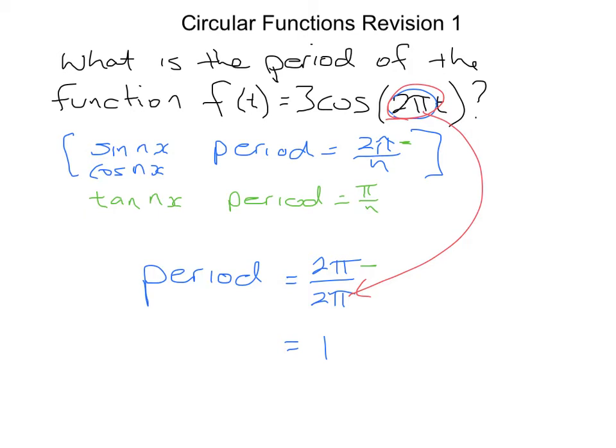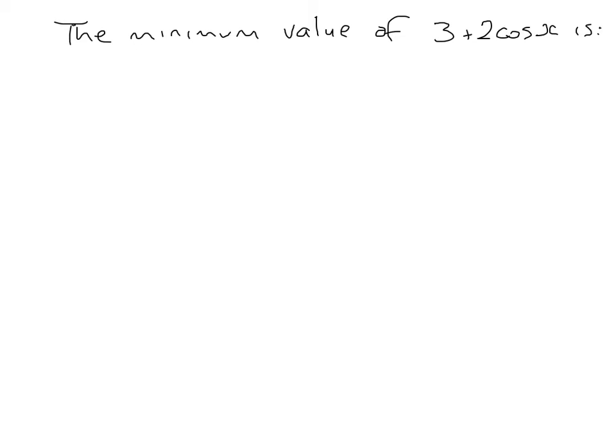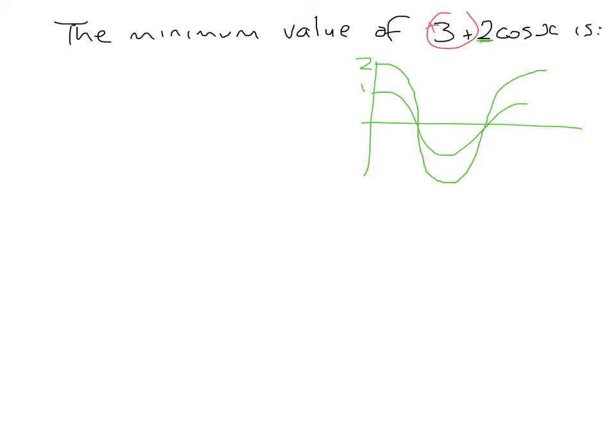Now let's move to the next question. What is the minimum value of 3 + 2 cos x? The way this works is if we were to have a graph of cos x, it would look something like so. It starts off at 1. We have an amplitude of 2 in this case, so we're going to double that. It doesn't change the period at all. It goes twice as high and twice as low, from 2. But then, when we have this plus 3, it's going to shift the whole thing up by 3.